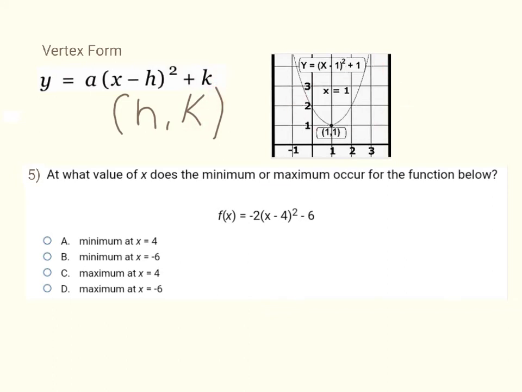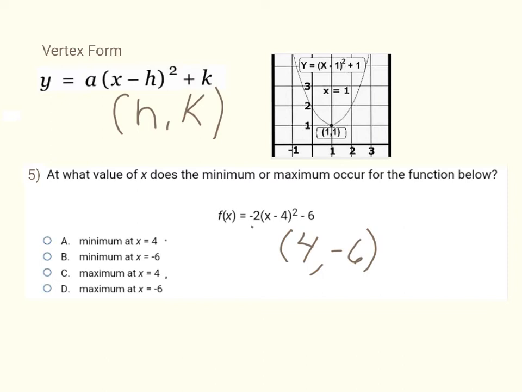And here's an example. Here it wants to know what value of x, so this time we're looking for x, not y, does the minimum or maximum occur for the function below. So I'm just going to pull out my vertex coordinate. It's minus 4 in the parentheses, so that means 4 is going to be my x value. And I have negative 6 at the end, so that means negative 6 is going to be my y coordinate. It just wants the x coordinate here, so that's going to be either A or C.